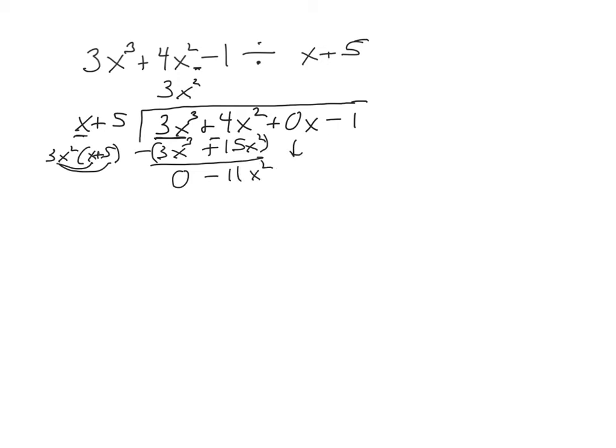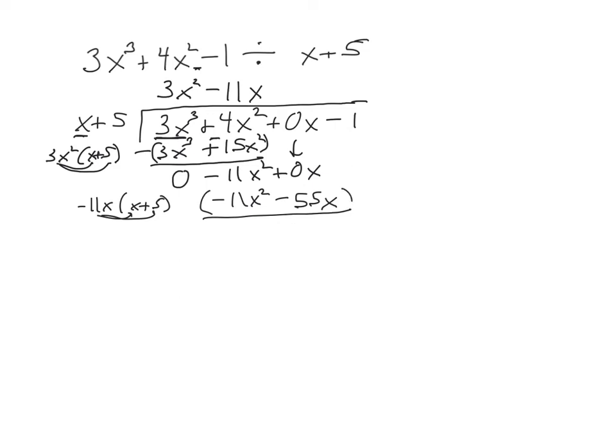I have to bring down the plus 0x, because the next step is I say, okay, I have my x, I need to get to negative 11x squared. What do I need? In this case, I need negative 11x. At this point, the process is iterative. In other words, it repeats. So I'm going to have the negative 11x times the x plus 5. So I'll end up with negative 11x squared minus 55x.